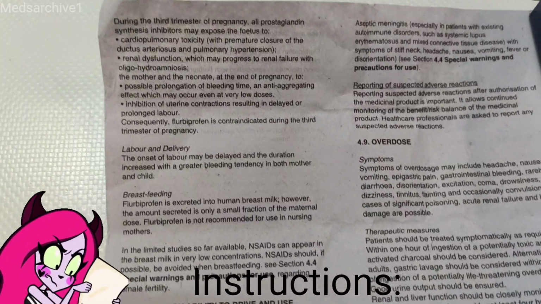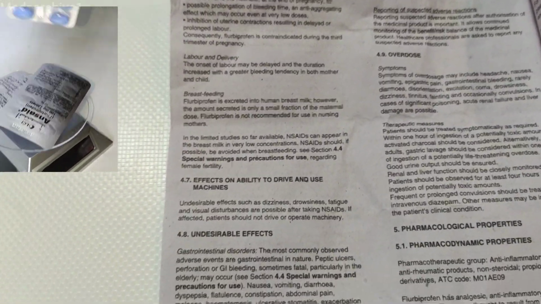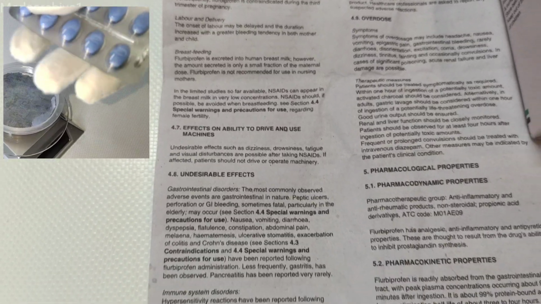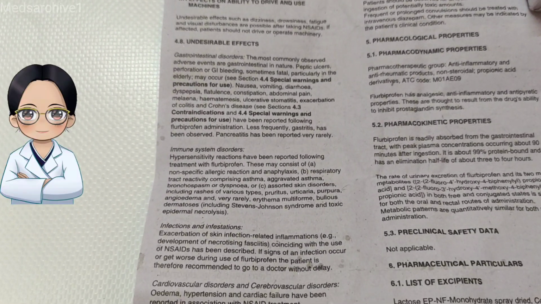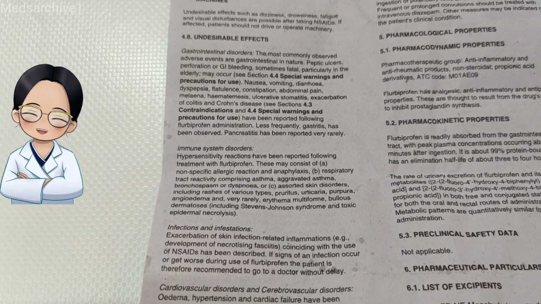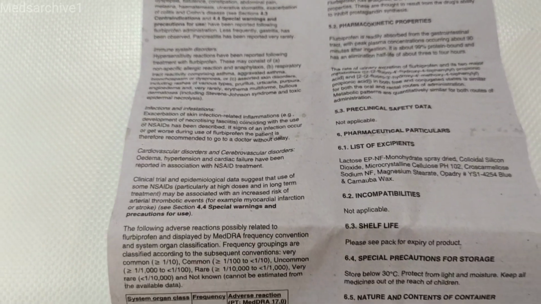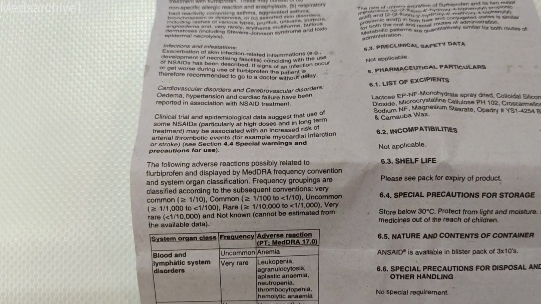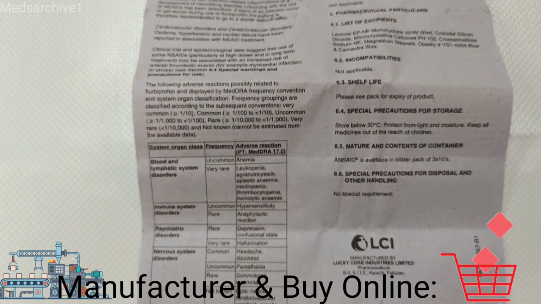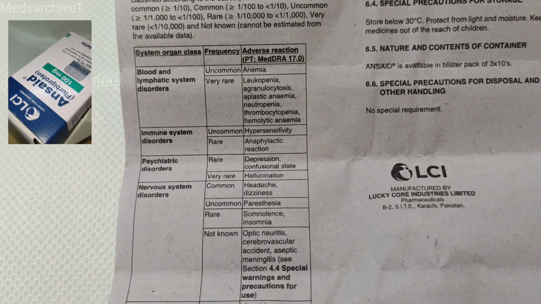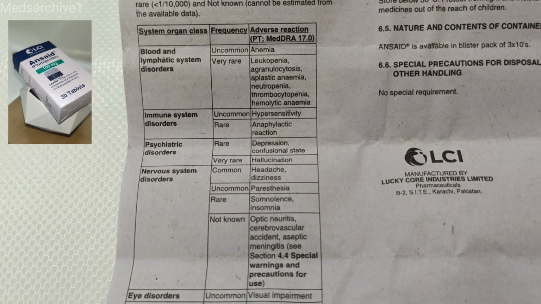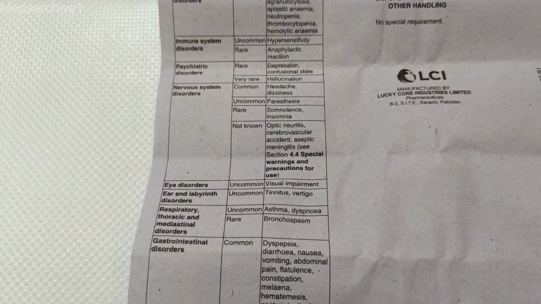Instructions: avoid exposure to heat and sunlight. Store below 30 degrees Celsius. Keep out of reach of the children. Consult the doctor or physician for proper dosage level and duration. Manufacturer and buy online. Ansaid tablets are manufactured by Lucky Core Industries Limited. It is available online or can be purchased from any nearby pharmacy.